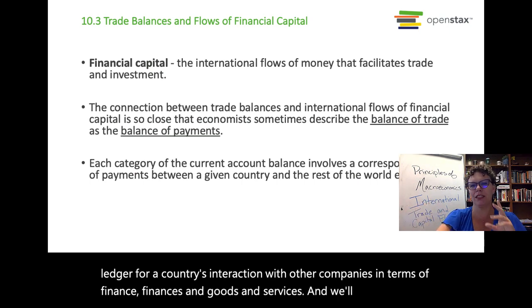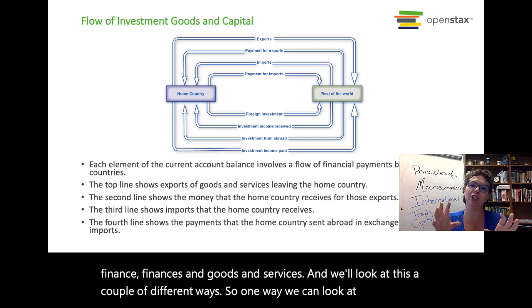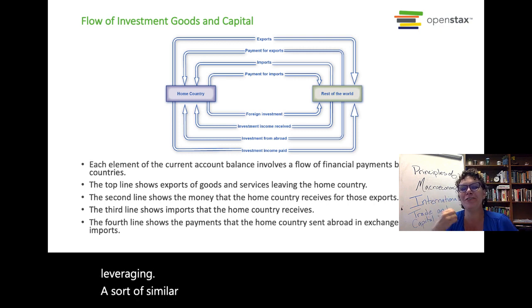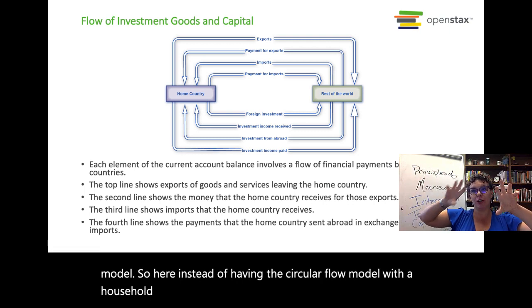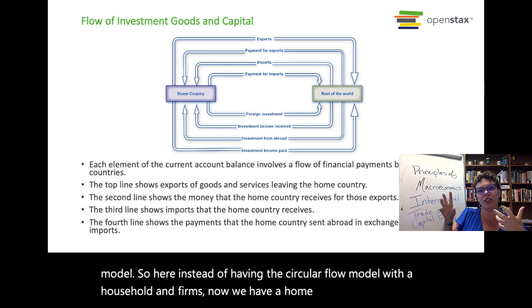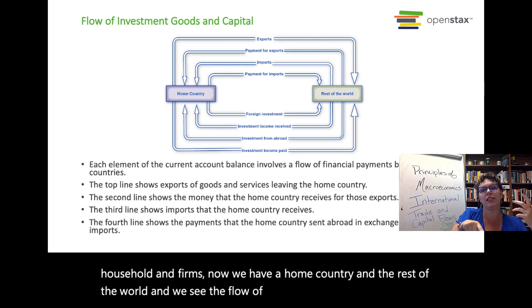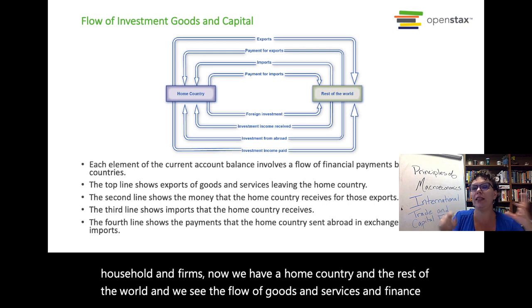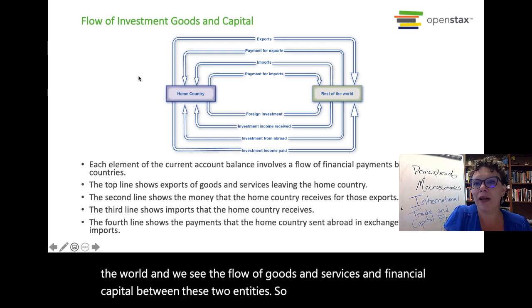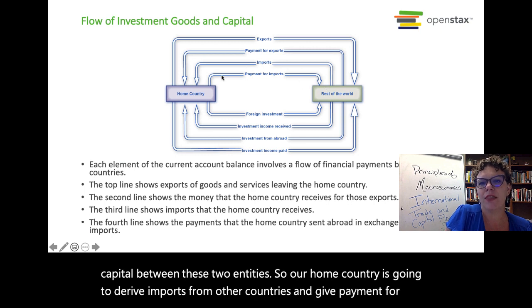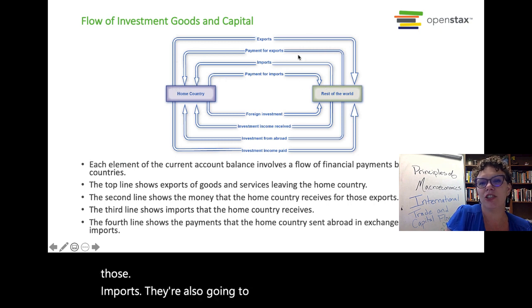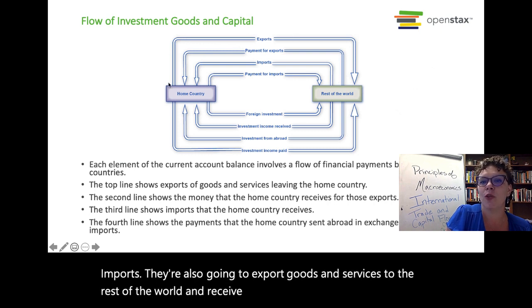And we'll look at this a couple of different ways. So one way we can look at this is by leveraging a similar version to what we saw with our circular flow model. So here, instead of having the circular flow model with households and firms, now we have a home country and the rest of the world. And we see the flow of goods and services and financial capital between these two entities. So our home country is going to receive imports from other countries and give payment for those imports. They're also going to export goods and services to the rest of the world and receive payments for those exports.